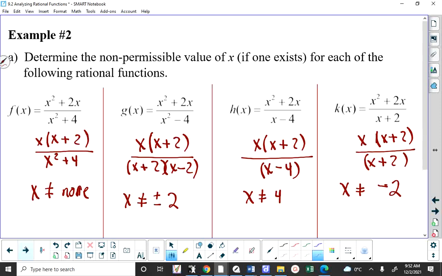Yes? Absolutely. Then we're starting to talk about the domain. And yes, I'm going to write that. X is an element of all real numbers. There's no value of x that's non-permissible. They mean the same thing.